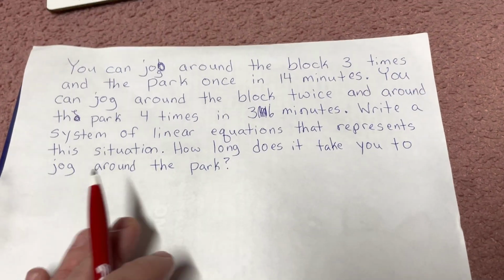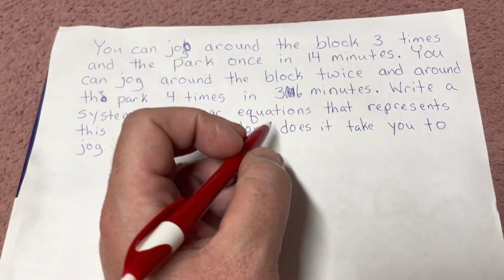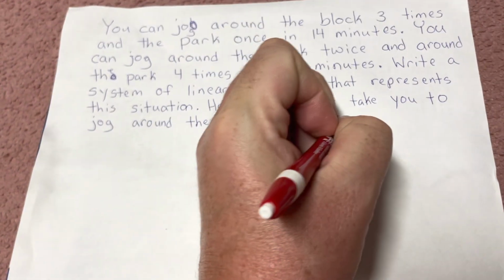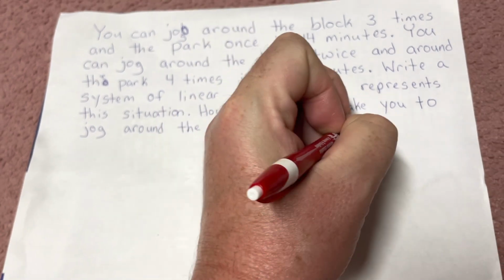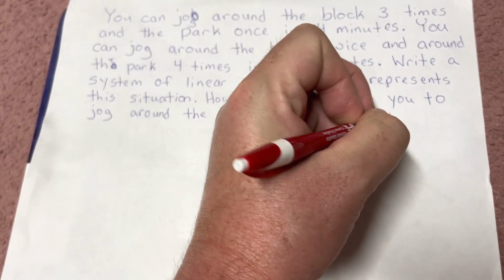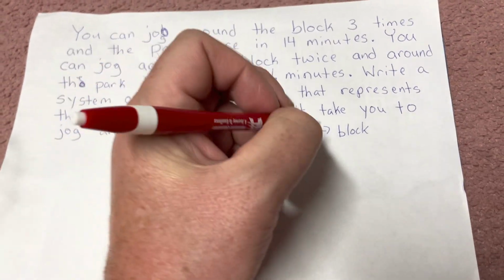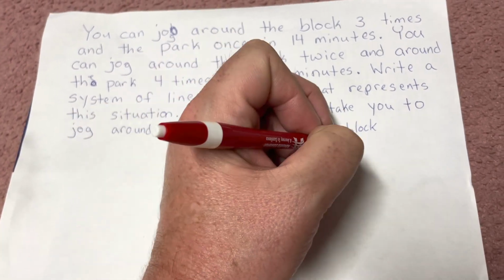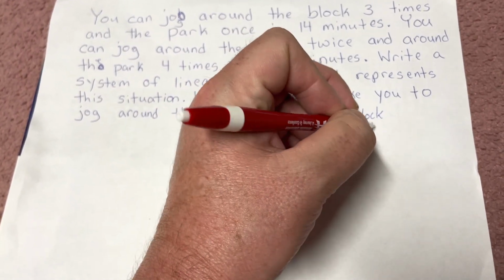Well, first of all, let's establish what x and y is. Let's say that x is how long it takes you to run around the block. Let's say that y is how long it takes you to run around the park.